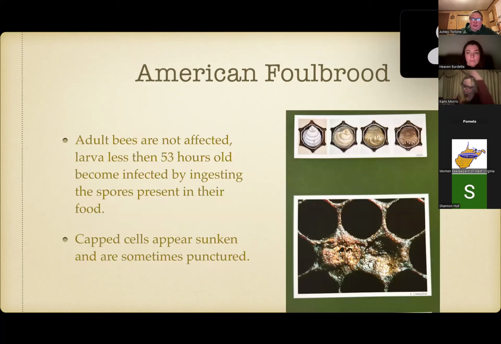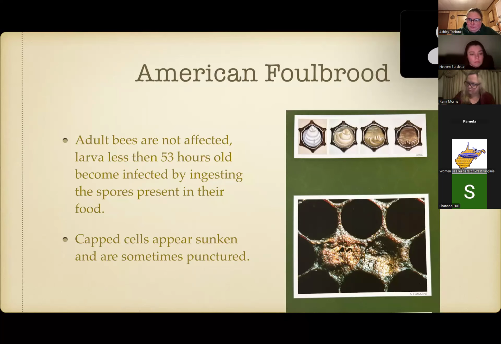Adult bees are not affected by it. It affects larvae that are less than 53 hours old. And these larvae become infected because they're ingesting spores that have been present in the food they're being fed. So that top picture on the right shows a nice healthy larva, day 5 through 8, on the left side. But if you look at the progression of that larva, it starts getting darker and darker. And by the time you get to the right, it looks like it has basically sunken into that cap cell, and that larva is pointing out.